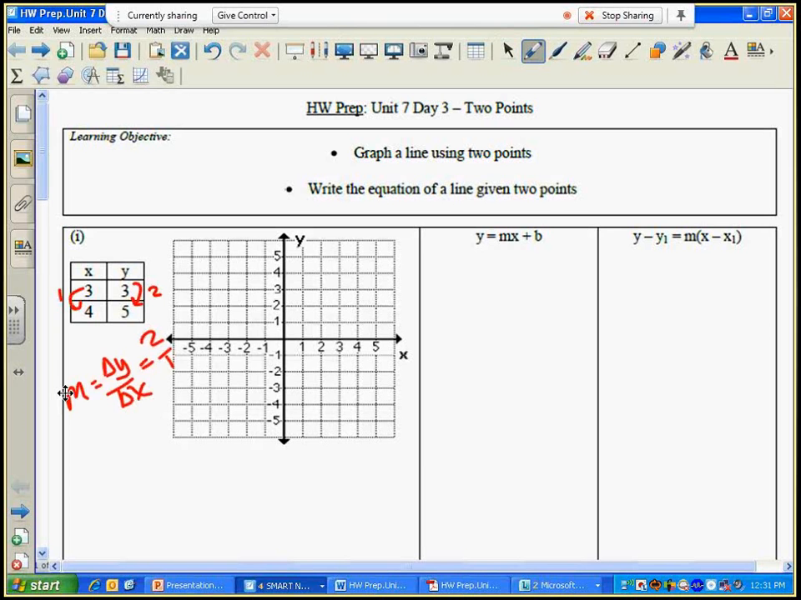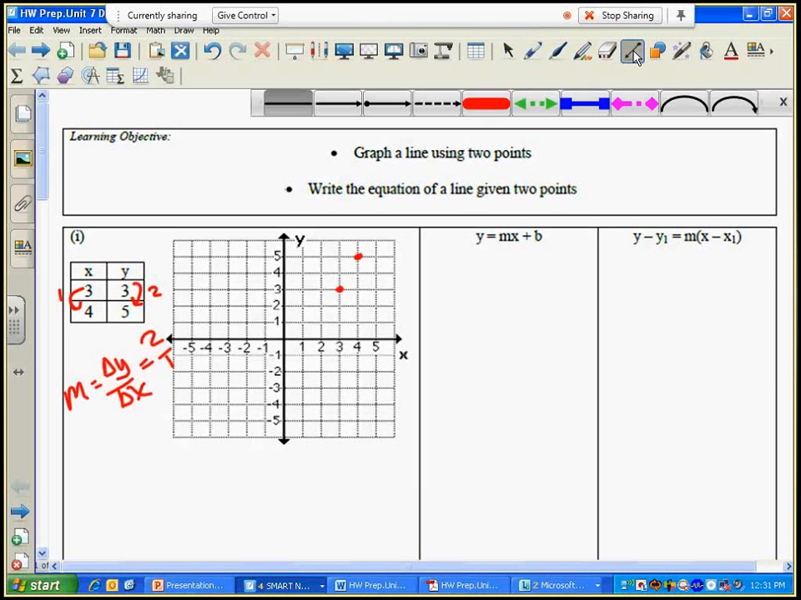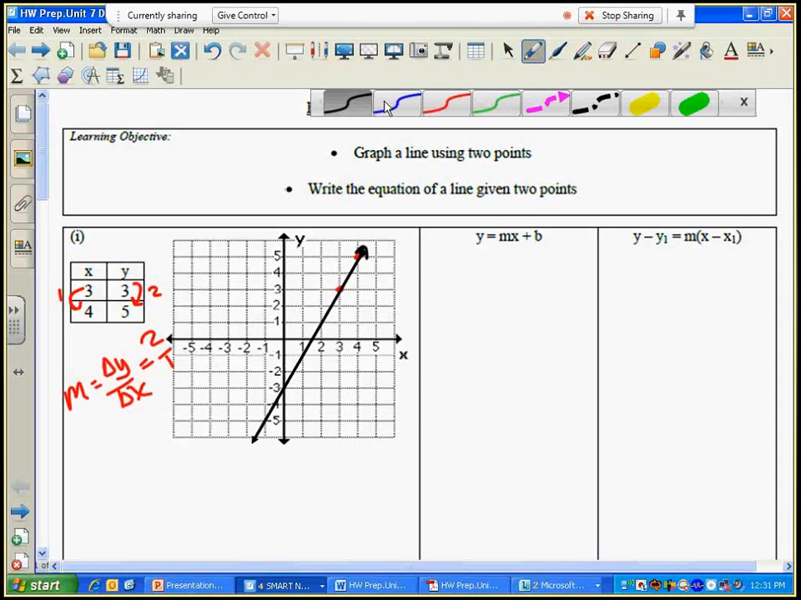Remember that we can verify the slope by plotting those points in the graph. So (3, 3) and (4, 5). If I have a line that goes through those 2 points, well, you can see that the slope of that line is going to be, let's see here, a rise of 2, a run of 1, it'll be 2 over 1. So the graph and the table should verify what the slope is. You can still make the fraction 2 over 1.